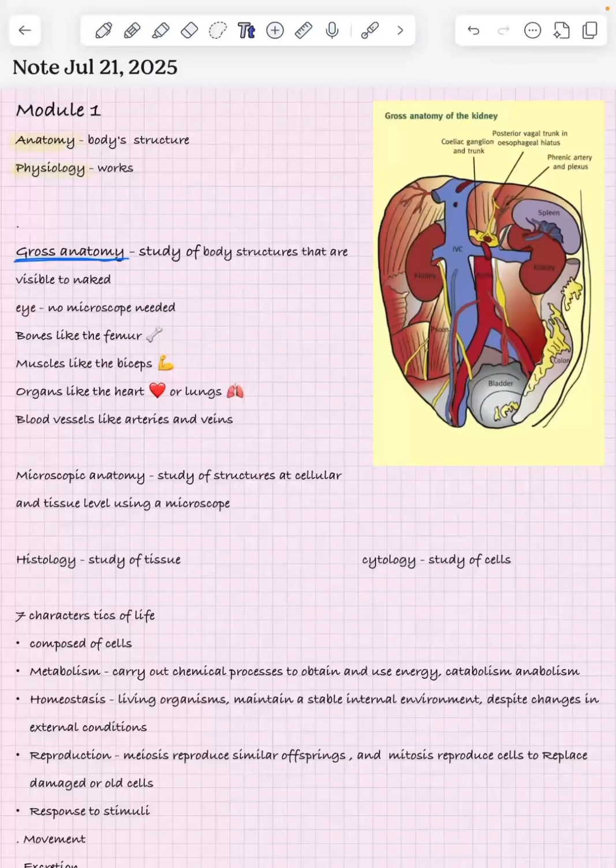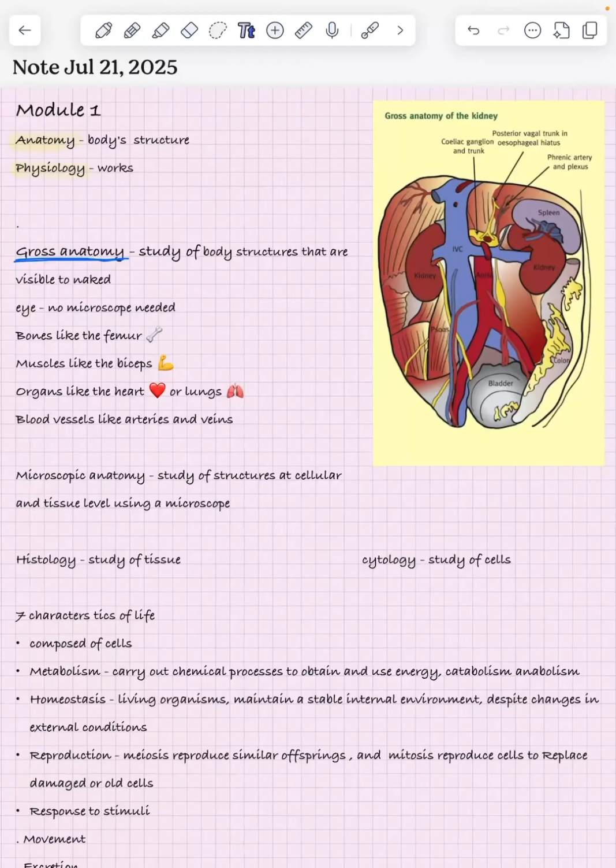My name is Hannah, and today I'll be going over chapter 1 of our nursing anatomy series, and I'm going to give you guys little tips and tricks to make your nursing school journey a bit easier. So, what is anatomy and what's physiology? Anatomy is the study of body structure, and physiology is how this structure works.